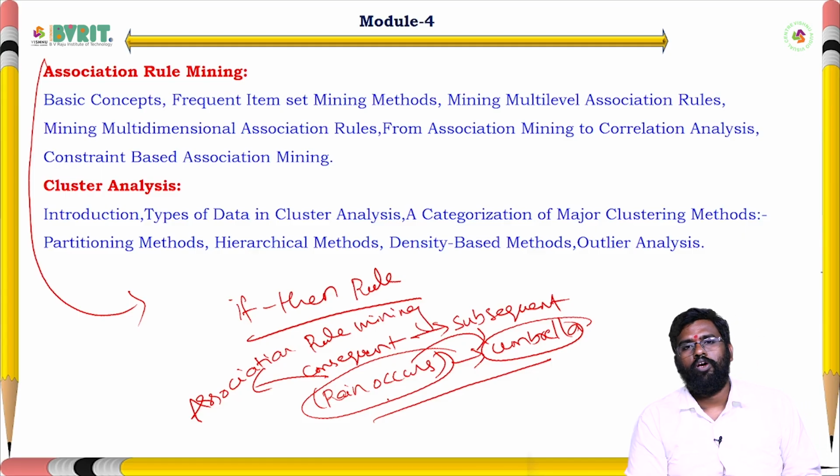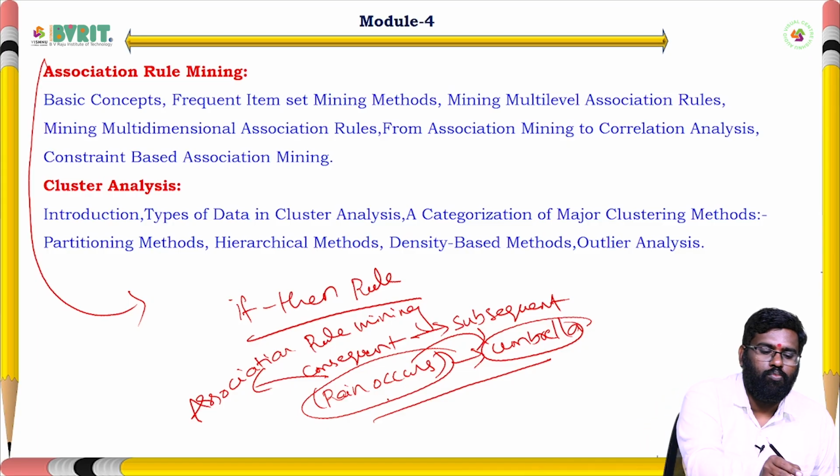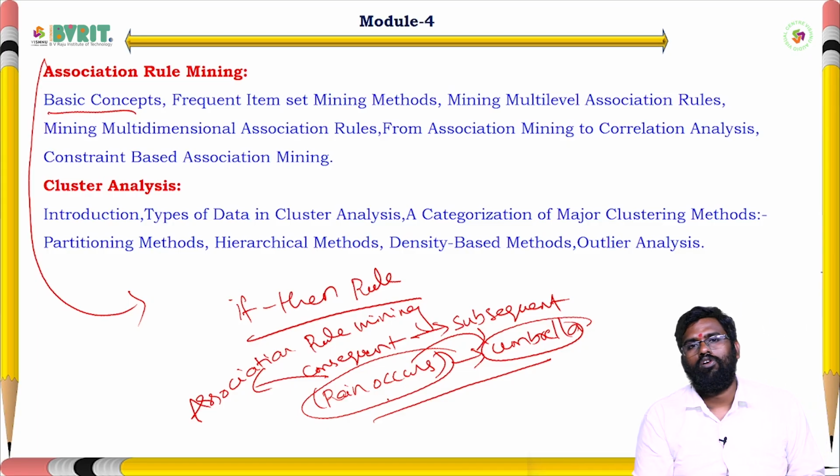Now, in association rule mining, we have different types of association rule mining algorithms. Coming to what concepts are to be used, first is support. We have different measures: support, confidence and lift. These are the three measures.